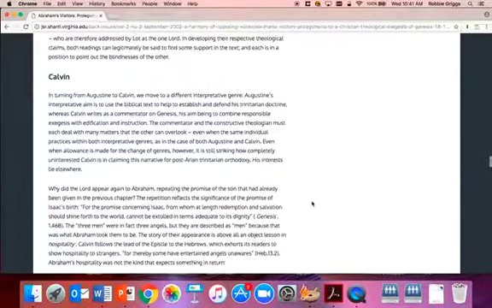One of the things we note as we turn to Calvin is just how Francis turns to Calvin. He says, in turning from Augustine to Calvin, we move to a different interpretive genre. So he lets us know this is a different kind of writing. Augustine's interpretive aim is to use the biblical text to establish and defend his Trinitarian doctrine, whereas Calvin writes as a commentator on Genesis, his aim being to combine responsible exegesis with edification and instruction.